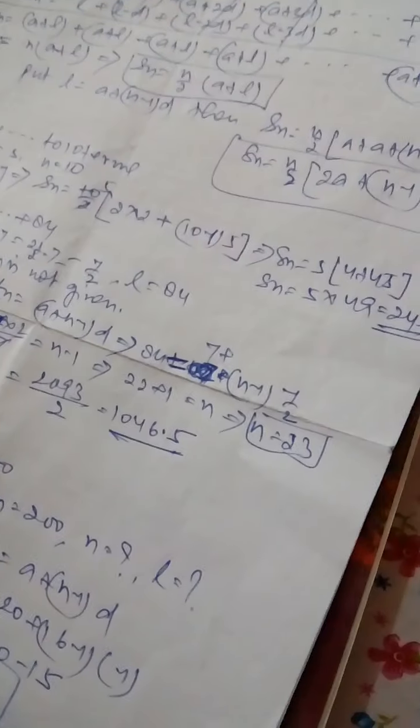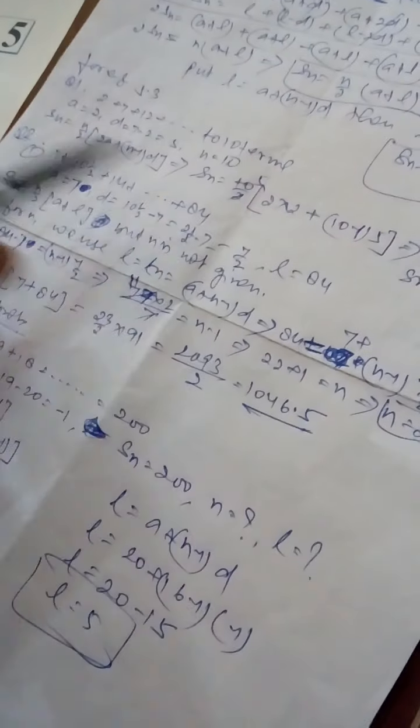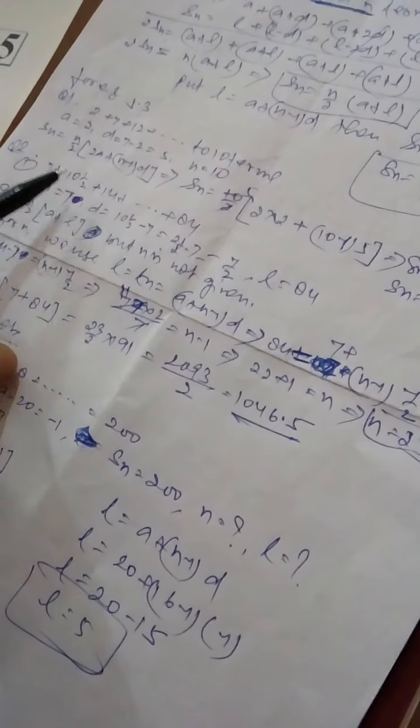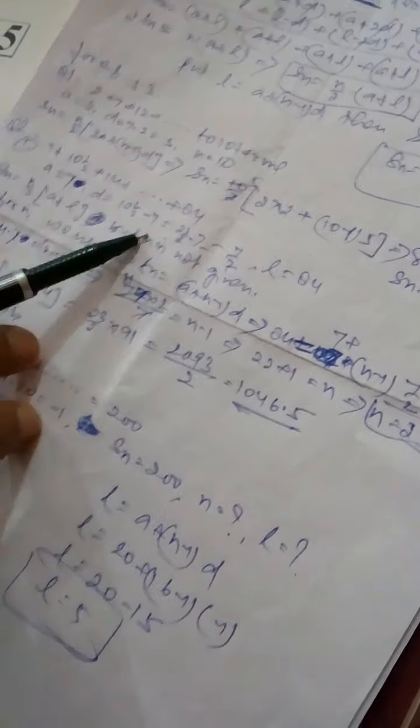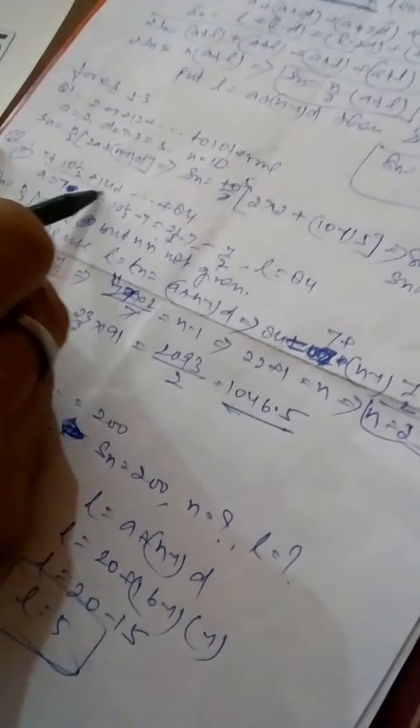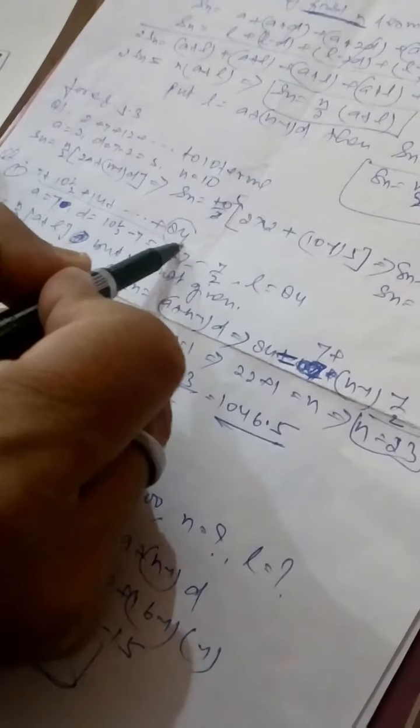After putting these values, we have Sn equal to 245. Second question: 7 plus 10 and 1 by 2 plus 14 and so on, plus 84. We have to add. Here A is equal to 7, D is equal to 10 and 1 by 2 minus 7. After simplification, we have D equal to 7 by 2, and in this sequence the last term is 84.